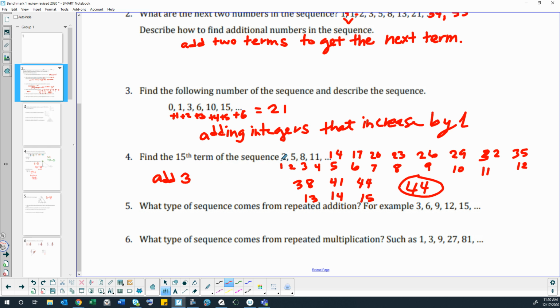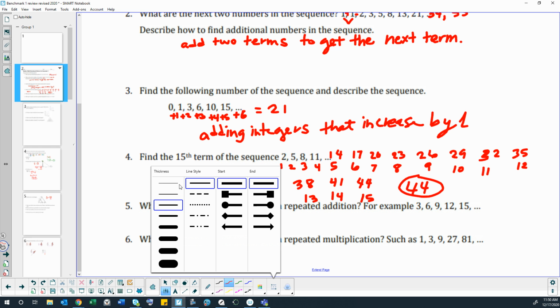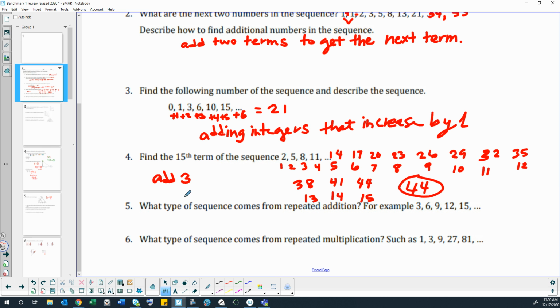Now that could take a long time, especially what if you had to find the 100th number. 15 wasn't too bad. It got a little annoying. What's another way we could do this more quickly? So they gave us 4 numbers, right? We wanted to go to the 15th number. So how many numbers is that between 4 and 15? So 4 to 15 is 11 numbers.